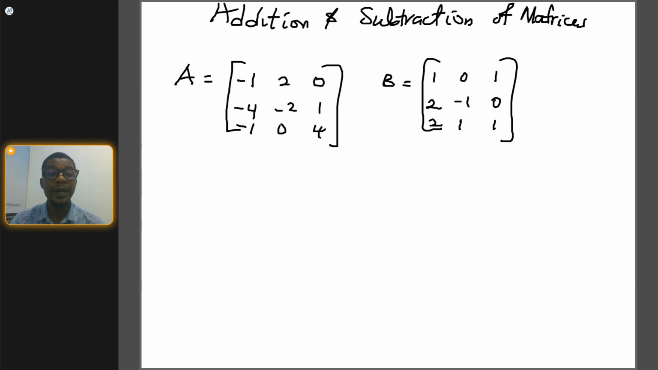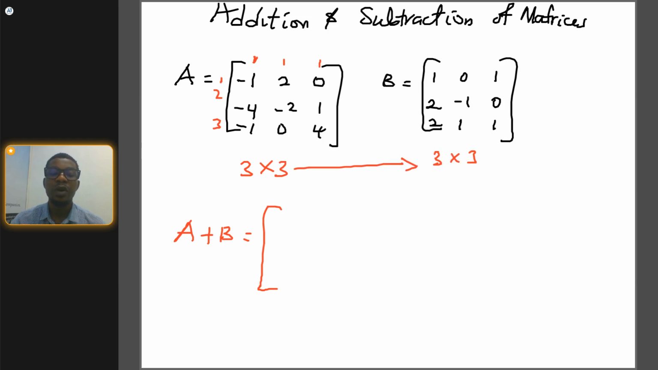Now, if you are asked to obtain matrix A plus B, the first thing I need to do is to check the order of matrices. This is row 1, row 2, row 3, and column also is 1, 2, 3. That's 3 by 3. This also is 3 by 3. So since we have the same order of matrix, we can go ahead to do the addition.